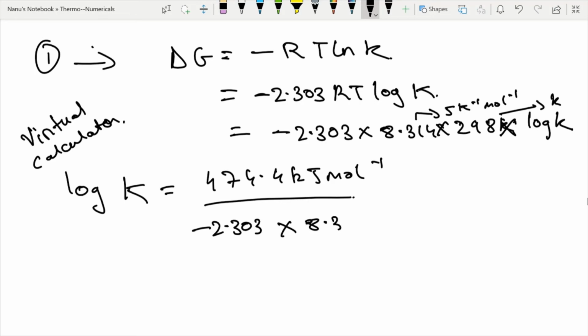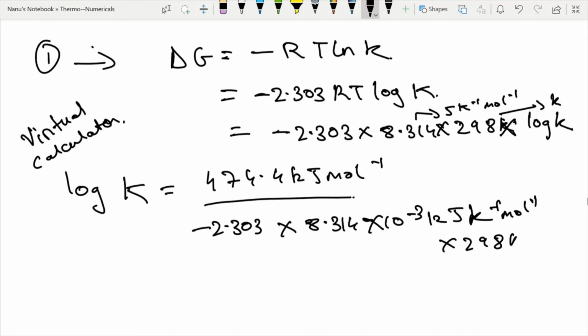So 8.314, let me write in 10 to the power minus 3 now, because I'm converting to kilojoules per Kelvin per mole, into 298 Kelvin. So if you do this, let me see, the value will come around minus 83.14. So your log K value will come as minus 83.14. So what will be K?